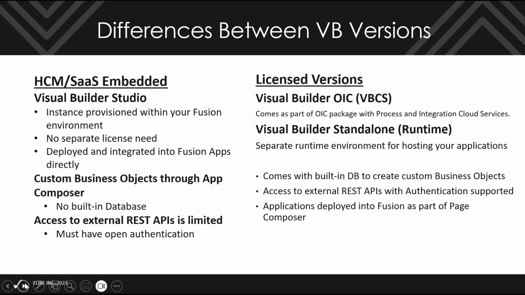There's also some license versions, and we have the Visual Builder OIC version and the Visual Builder standalone. And there are some differences. One of the big differences is in the HCM SaaS embedded version, there is not a built-in database. And if you want to access external REST APIs, there's some limitations regarding authentication. So REST APIs that don't require authentication can be accessed, but for ones that do, currently in the HCM SaaS embedded version that's not possible unless you get the licensed version.